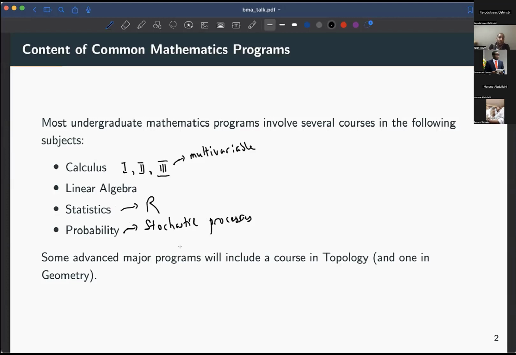And then some programs would add a course in topology. Topology is more of a pure math course, but as we have seen, there are more applications, and we'll see how the applications work out. And then some may do some geometry. But we are looking at these 5 subjects, and what are the reasons, or why is it that we have them in our programs? Why do we want students to take these? What are the skill sets that we want students to get when they take these programs?